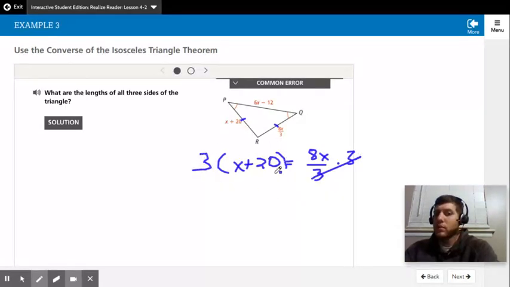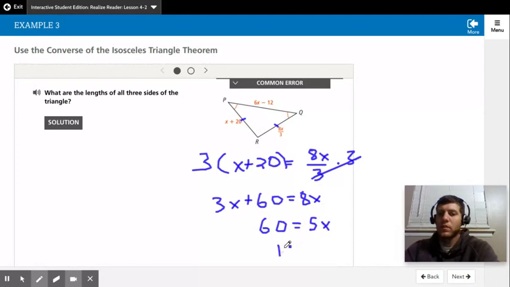Then we have to distribute, so that's going to be 3x plus 60 equals 8x. We can subtract 3x from both sides, and you get 60 equals 5x. And then when we divide 5 from both sides, we're going to get 12 equals x.